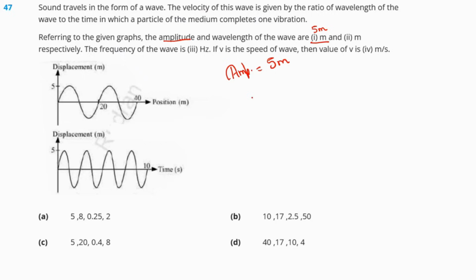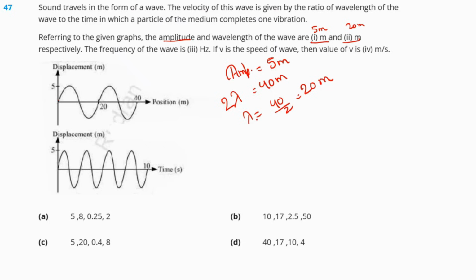Next, wavelength. If you look at the position versus displacement graph, the first one, between 0 to 40 m, the graph shows two complete waves, right? So two full crests plus troughs. So, here 2 lambda is equal to 40 m, correct? So, lambda is equal to 40 divided by 2, that is 20 m.